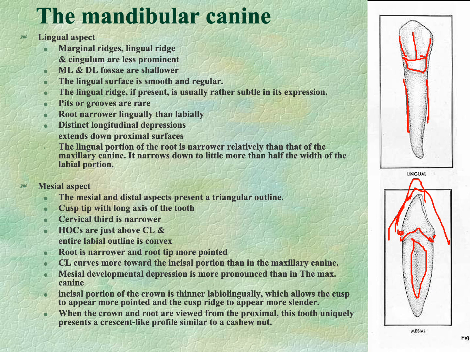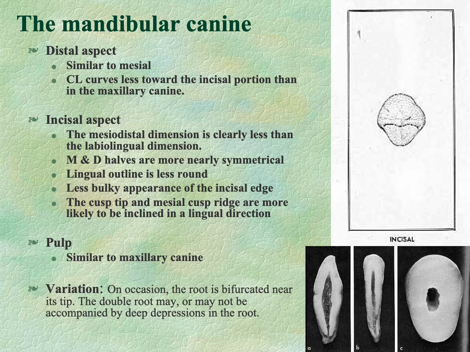When the crown and root are viewed from the proximal surface, this tooth uniquely presents a crescent-like profile similar to a cashew nut, which means when you see it from here, you see something like a C-shaped cashew nut, but that's not so important. The distal aspect is similar to the mesial. The cervical line curves less toward the incisal portion than in the maxillary canine. The incisal aspect: it's obvious that the mesiodistal dimension is less than the labiolingual.